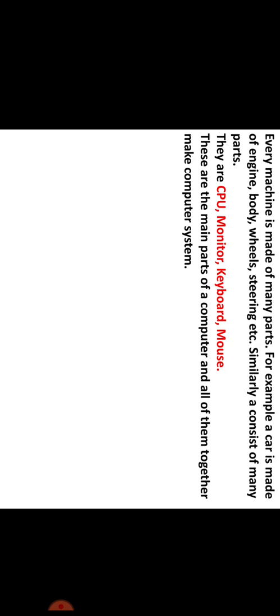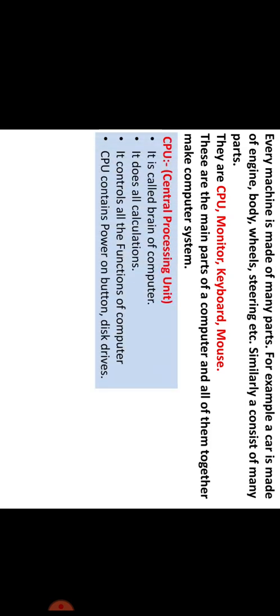Similarly, a computer consists of many parts. A computer has these parts: CPU, monitor, keyboard and mouse. These are the main parts of a computer. Computer has four main parts. First is CPU, second is monitor, third is keyboard, and fourth is mouse.